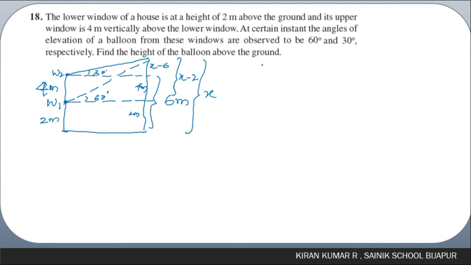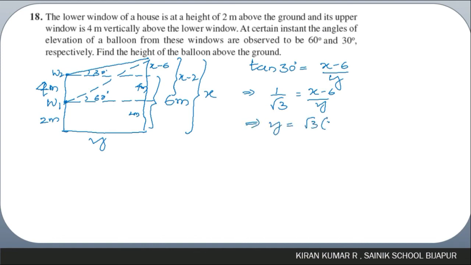Observe certain things here. What is tan of 30 degrees? Tan of 30 degrees is X minus 6 divided by the horizontal distance. I'll take it as Y. So X minus 6 by Y. Tan 30 value is 1 upon root 3. This is equal to X minus 6 upon Y. We get the value of Y as root 3 multiplied to X minus 6. Let me call this equation 1. Now let's take tan of 60 degrees. This will be X minus 2 upon Y. Tan 60 value is root 3, which is X minus 2 upon Y. We get root 3 times Y equal to X minus 2.